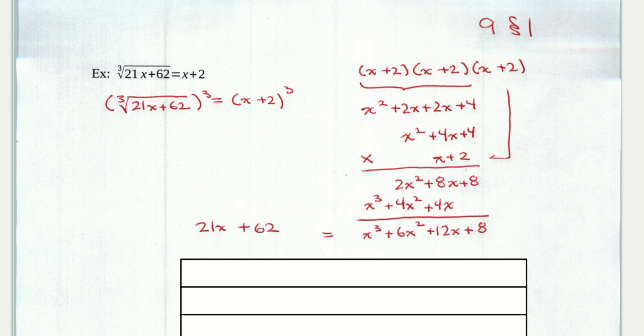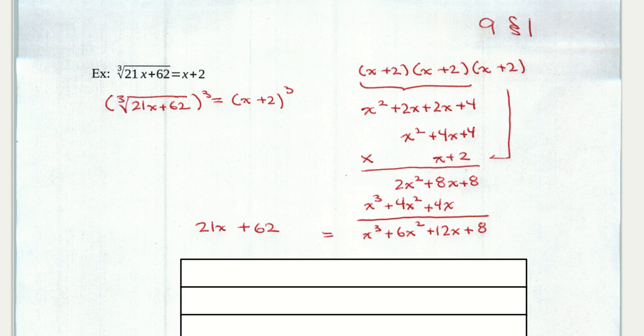Remember, we've cubed both sides, so on the left side, the cube undid the cube root, and we're left with the stuff inside, the radicand, 21x plus 62. Now, this is a cubic equation. That means that it has 4 terms. This one can have as many as 4 terms. This one has 4 terms.